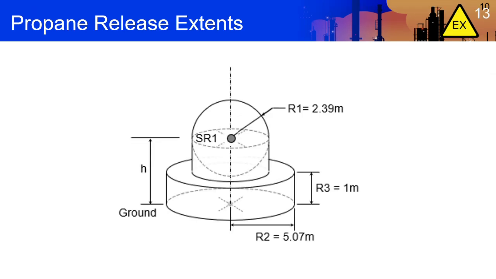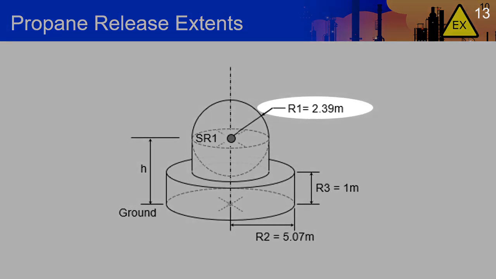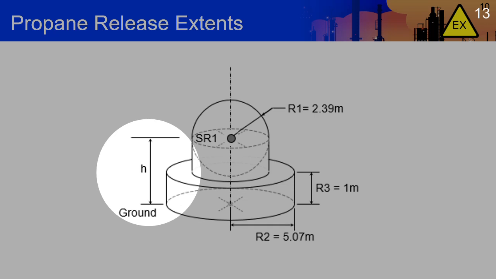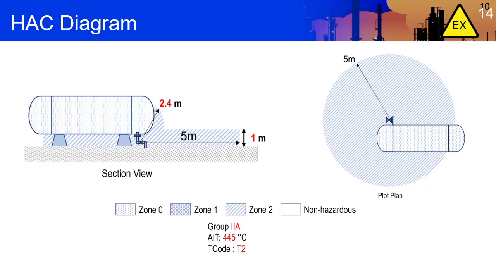The hazard zone surrounding our propane release will look like this. R1 will be the vertical hazard extent. R2 will be the horizontal extent. R3 is an engineering judgment call. And 1 meter is often used as a default value, based on guidance provided in API, and other recommended practices. The H value is a function of the elevation of the source of release, and will vary with each application. If we apply this diagram to our propane tank, the classification will look something like this.